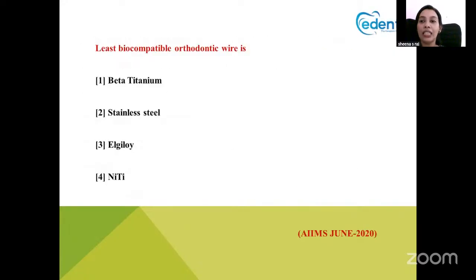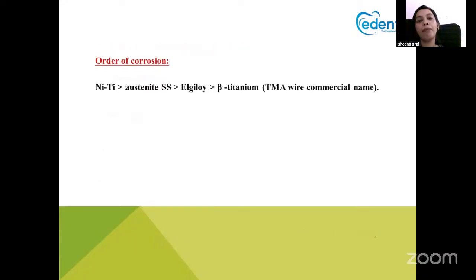Next question is the least biocompatible orthodontic wire. Nickel is a material which is most commonly seen as an allergic material. In the fourth option, NiTi, it consists of nickel as well as titanium, and the concentration of nickel is more. So it is the least biocompatible material, that is NiTi. Another important point is the order of corrosion: NiTi is more compared to austenitic stainless steel, followed by alloy. Next is beta titanium, right?